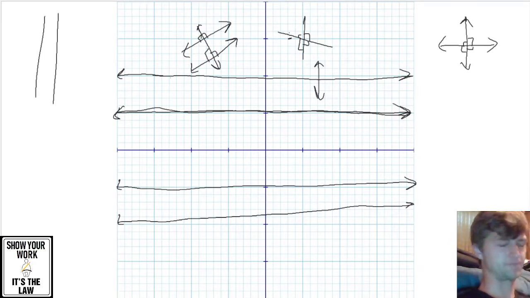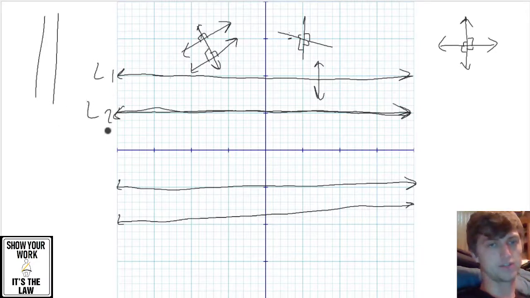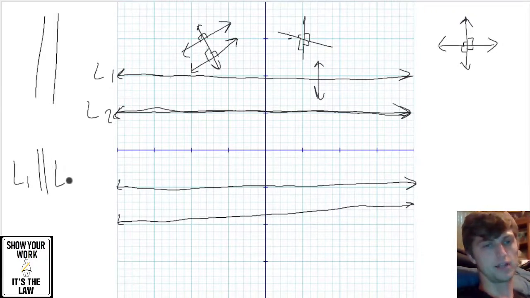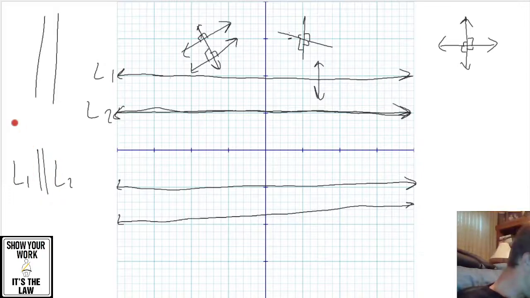We can actually tell. Real quick, some notation. Let's call this line 1 and let's call this line 2. If we want to say line 1 is parallel to line 2, we write line 1, parallel, line 2. So we just write two lines next to each other. There's an example of that at the top of page 115.